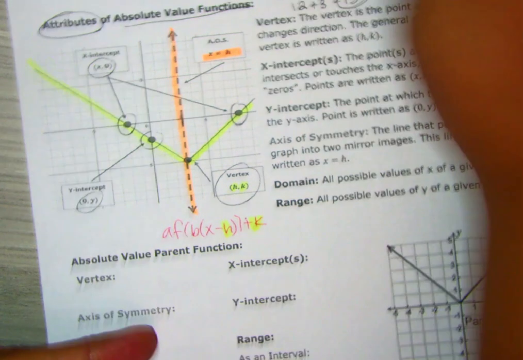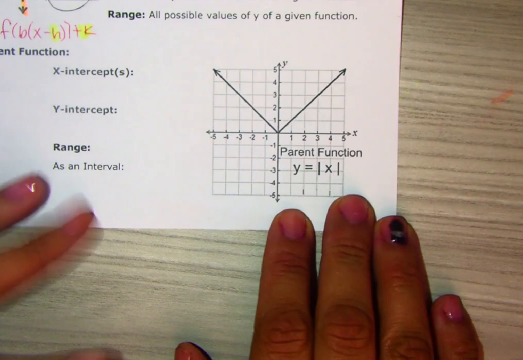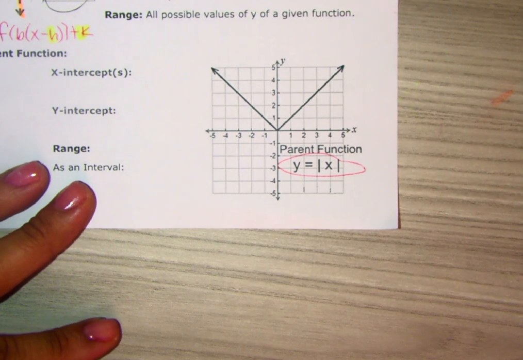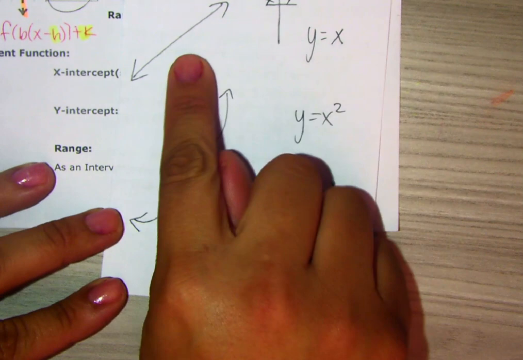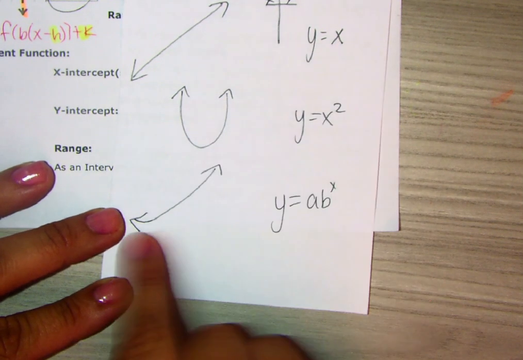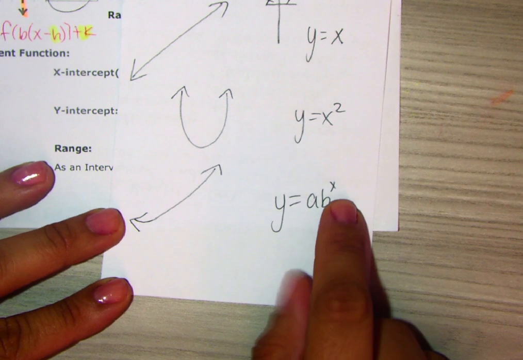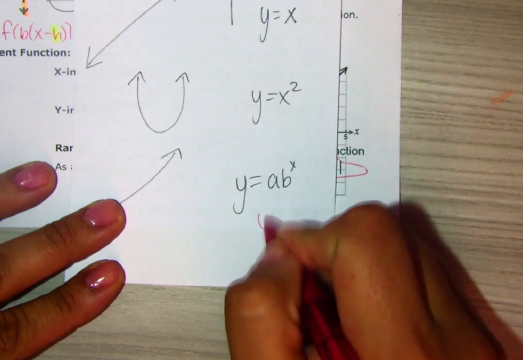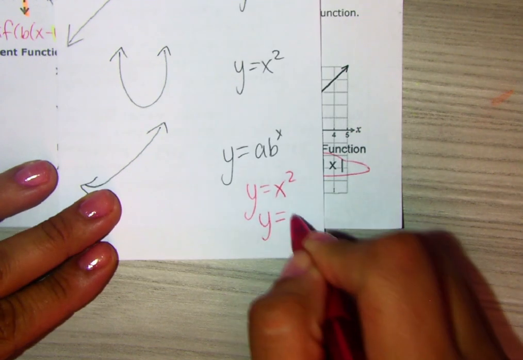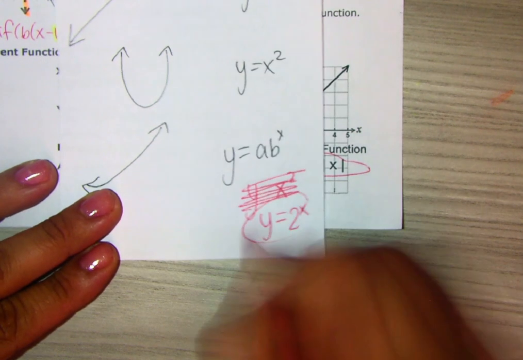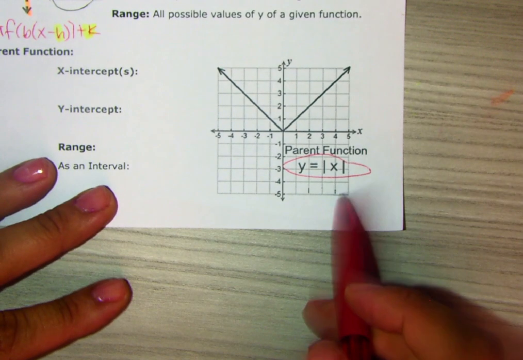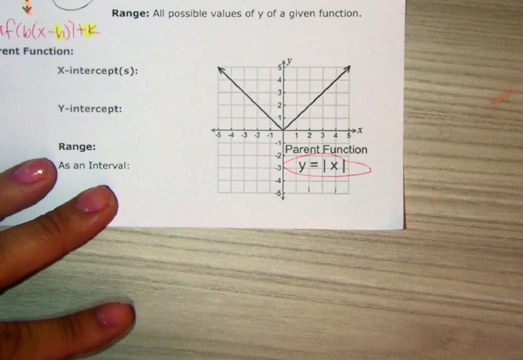All right, so let's go over the parent function, which is this one right here in the corner. This is the equation for the parent function of absolute value of x. Just like for linear, the parent function was y equals x, the quadratic had y equals x squared, and the exponential has y equals a b to the x power. I believe it was x squared. No, not x squared. Y equals 2 to the x. That was the parent function for exponential. So this is the parent function for absolute value.